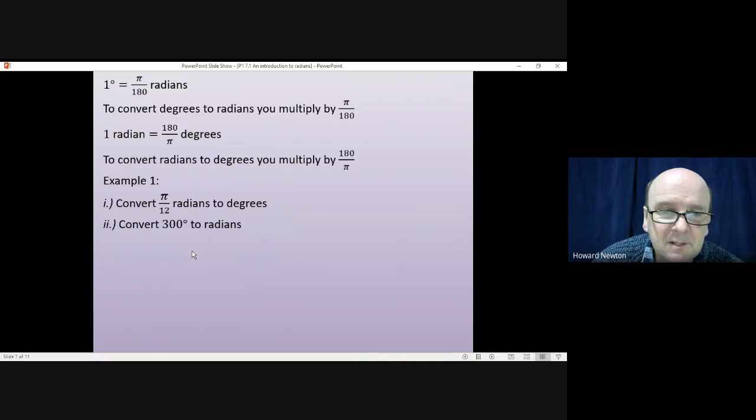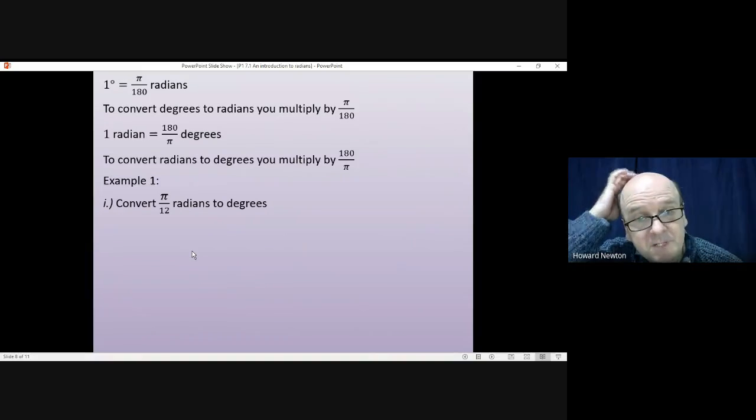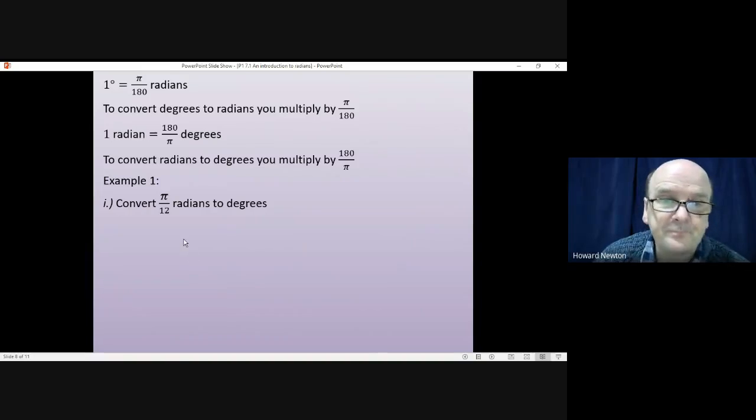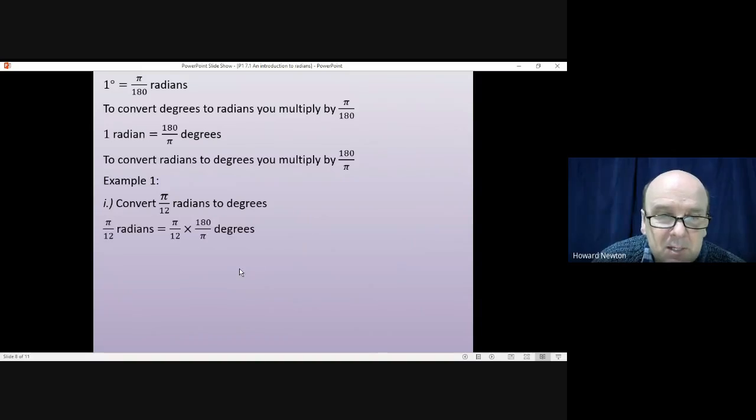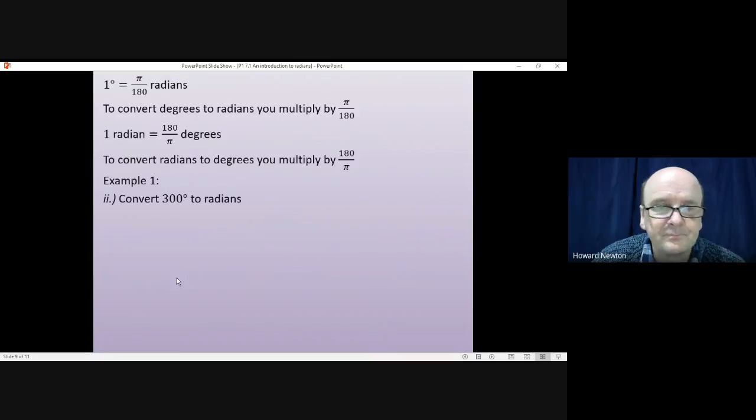Okay, let's have a look at these. So first of all, converting radians to degrees. Well, to convert radians to degrees, we have to multiply by 180 over pi. So we'll get pi over 12 times by 180 over pi. Now we could just cancel the pi straight away. So you've got 180 divided by 12, which gives you 15 degrees. So pi by 12 radians is 15 degrees.